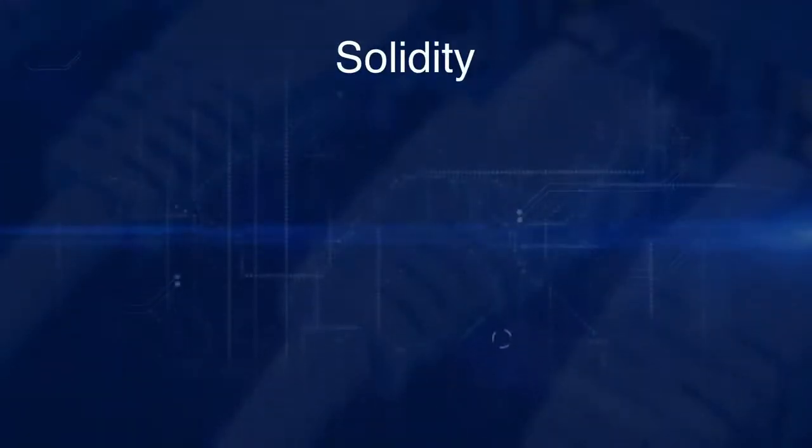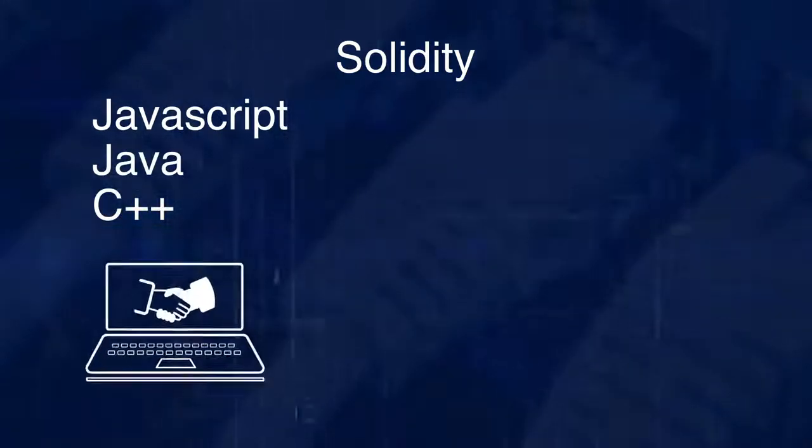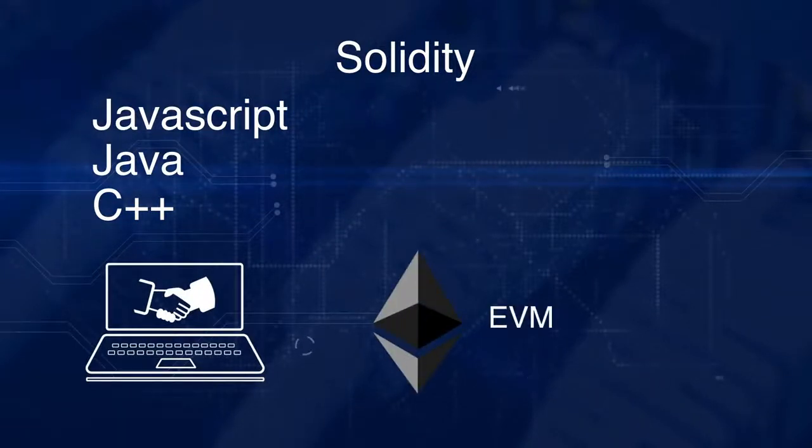Welcome to the second module, Solidity, the second course in the blockchain specialization. We will use Solidity as a high-level language for implementing a smart contract. Solidity is a high-level language that is a combination of JavaScript, Java, and C++. It is specially designed to write smart contracts and to target the Ethereum virtual machine.